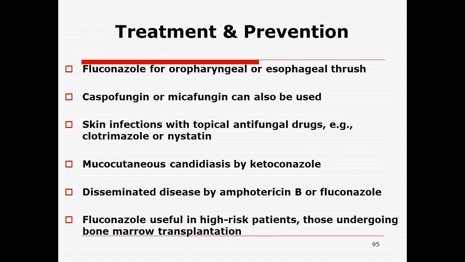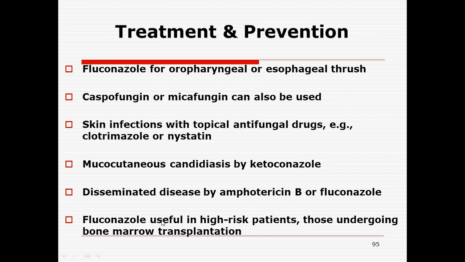Now, the treatment and prevention, as we have seen in the very first lecture, is the generalized line of treatment: fluconazole for oropharyngeal or esophageal thrush, and caspofungin or another drug can also be used for this purpose. Skin infections can be treated with topical antifungal drugs, mostly clotrimazole and nystatin, or ketoconazole. For disseminated or systemic infection, amphotericin B or fluconazole can be used, and a combination can also be given.